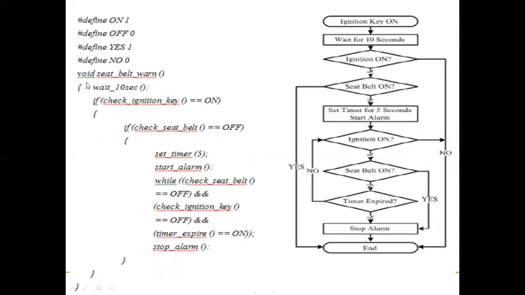Void seat belt on: ignition key on, wait for 10 seconds. Here it waits for 10 seconds. Next, it will check whether the ignition is on or off.